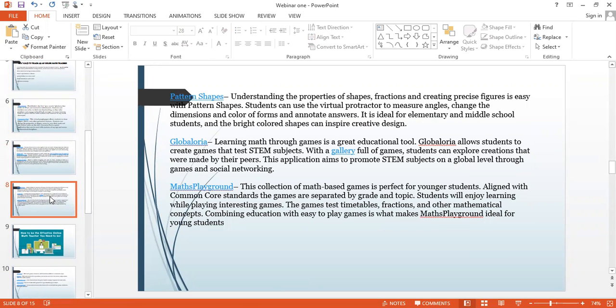The next tool is Pattern Shapes. Understanding the properties of shapes, fractions, and creating precise figures is easy with Pattern Shapes. Students can use the virtual protractor to measure angles, change the dimensions and color of forms, and annotate answers. It is ideal for elementary and middle school students, and the bright colored shapes can inspire creative design.